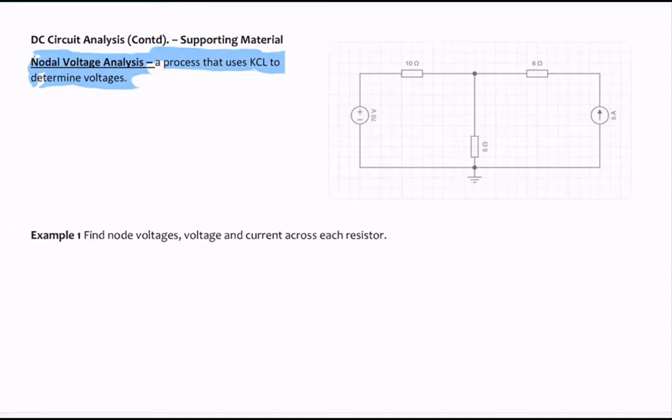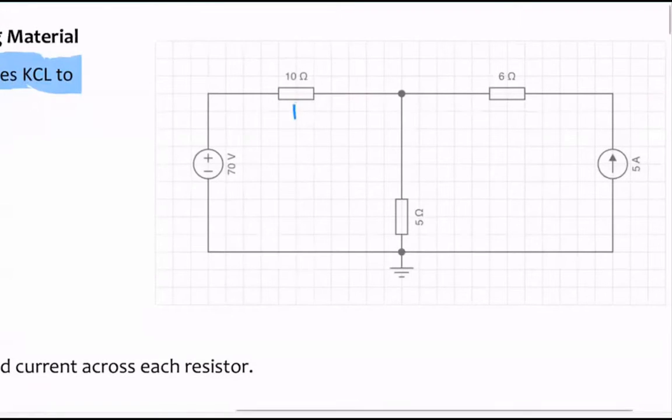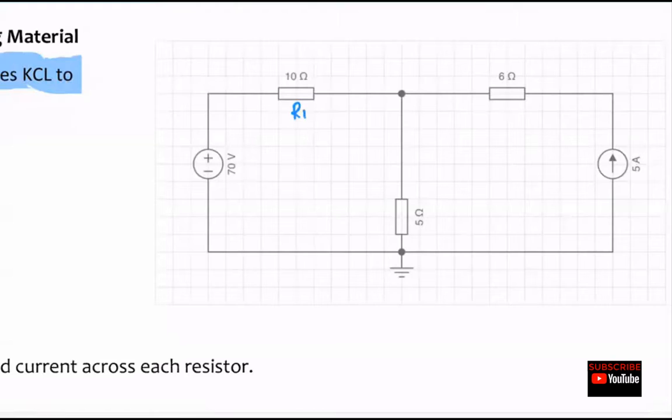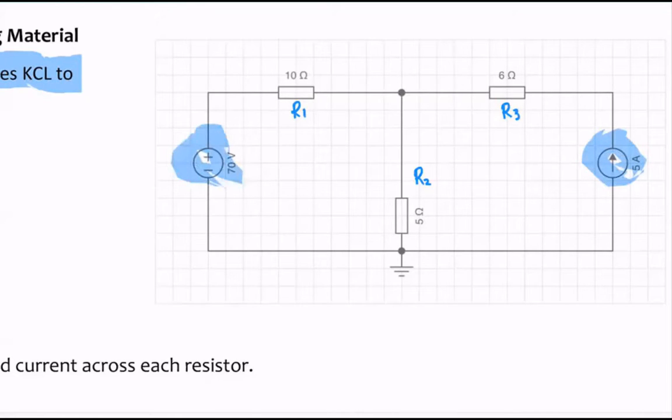And what was KCL? Kirchhoff's current law, that current entering a node equals current leaving the node. Okay, so if you look at this graphic right here, I have the voltage source here, and then I have one resistor, and I'm going to say this is my R1, which is 10 ohms. Say this is R2, which is 5 ohms, and this is my R3, which is 6 ohms. And I have this independent current source over here, and an independent voltage source over here. The polarity for the voltage source is that you have the positive plate here and the negative plate over here.